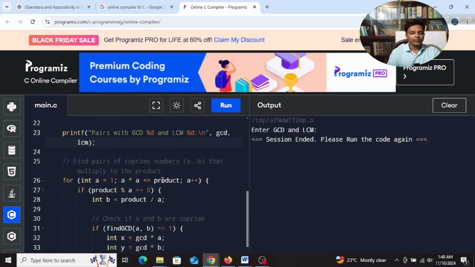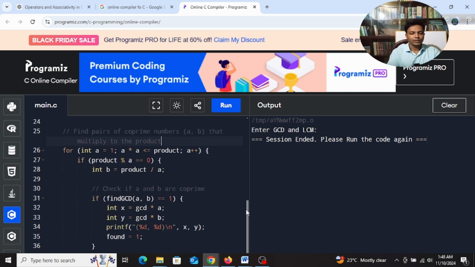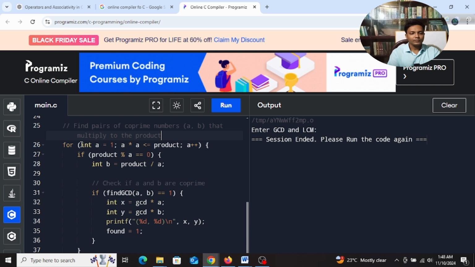Now we find pairs of co-prime numbers. We have to find pairs of co-prime numbers that multiply to the product. Here, whatever we use in a for loop we usually call i, but here we have a. So a starts from 1, and a multiplied by a, that means a squared, is less than or equal to product. Let's visualize this one.